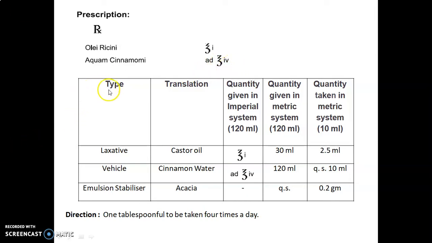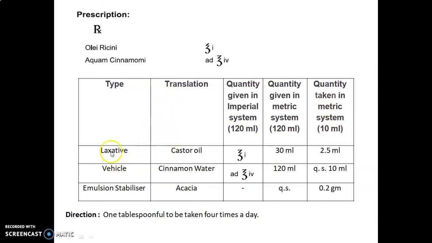So let's see the formula table. Type, Latin of this type, translation, quantity given in the imperial system for preparing 120 ml, quantity given in the metric system to prepare 120 ml, and quantity taken in the metric system to prepare 10 ml.